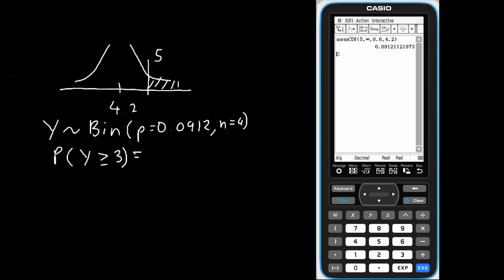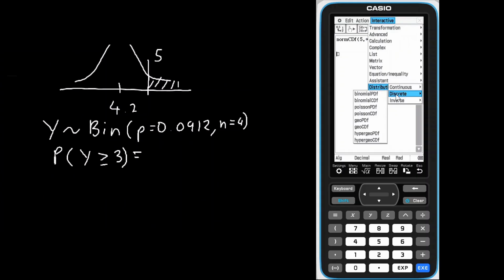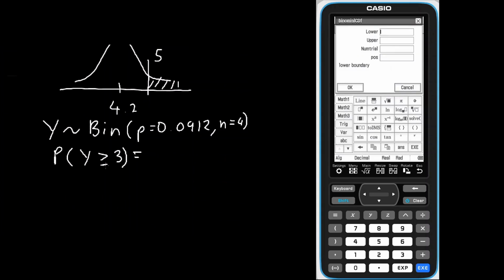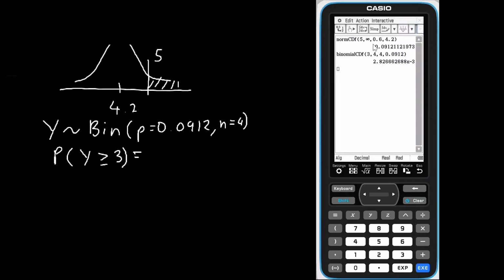And when we do this, we go interactive, distribution. Now it's a discrete, and we're using a binomial CDF because there's the word at least, and we can also see that there's that greater than or equal to symbol. It's not just equal to. So our lower bound is 3, our upper bound is 4. We've got n is equal to 4, and now this value here is that 0.0912. Okay, and so I'm just going to grab this and put it in replacement of the other one. Okay, doesn't really change anything.